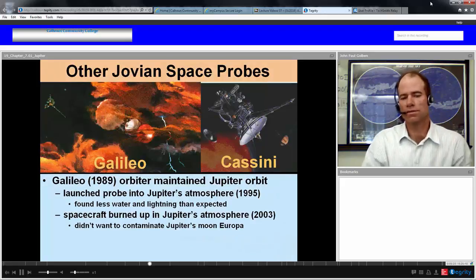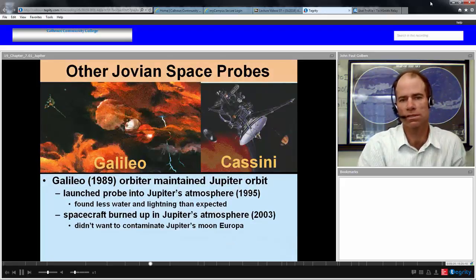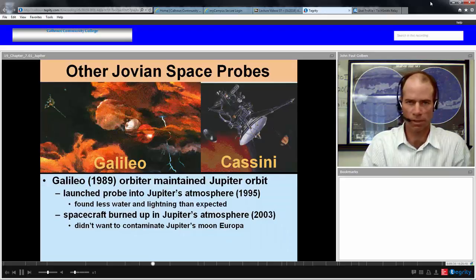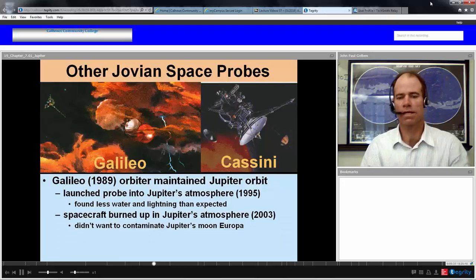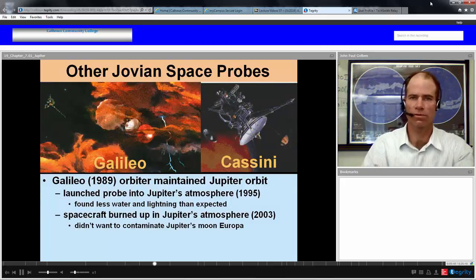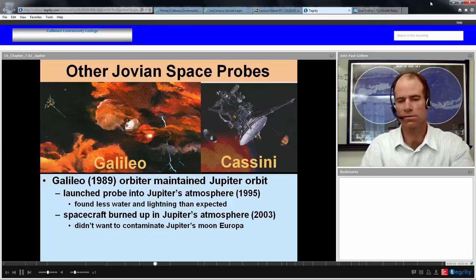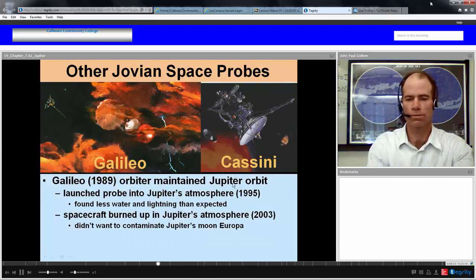In 2003, the Galileo probe was purposely allowed to fall into Jupiter and destroy itself, because it was believed then that we did not want it to contaminate Jupiter's moon Europa, which is of future interest for the possibility of looking for life. So we didn't want anything that might contaminate that moon before we got there with a more pristine probe.